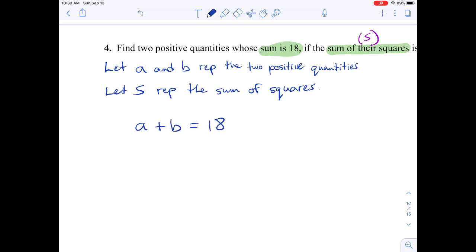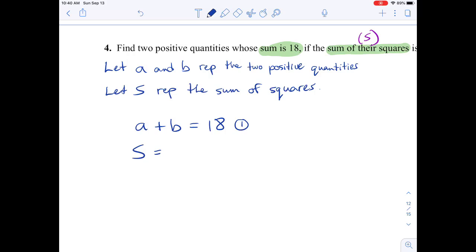We can say A plus B is equal to 18. And because that's the first little equation that we came up with, I'm going to call it equation 1. But now we need to have something that involves this thing that we're trying to minimize, the sum of squares. So what is s actually equal to?